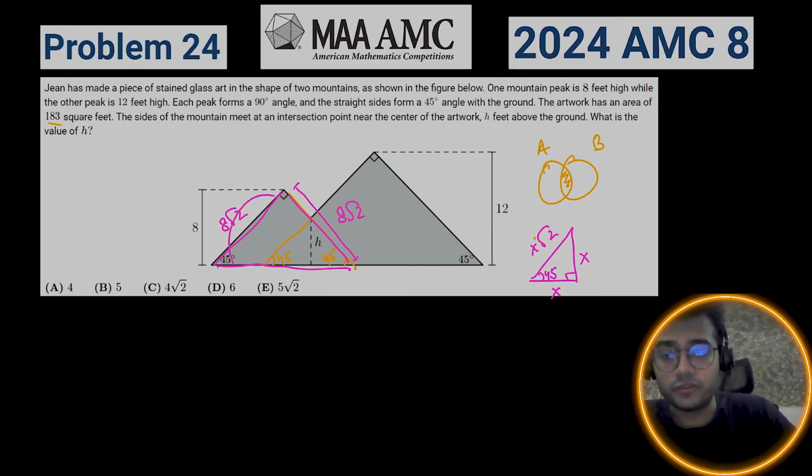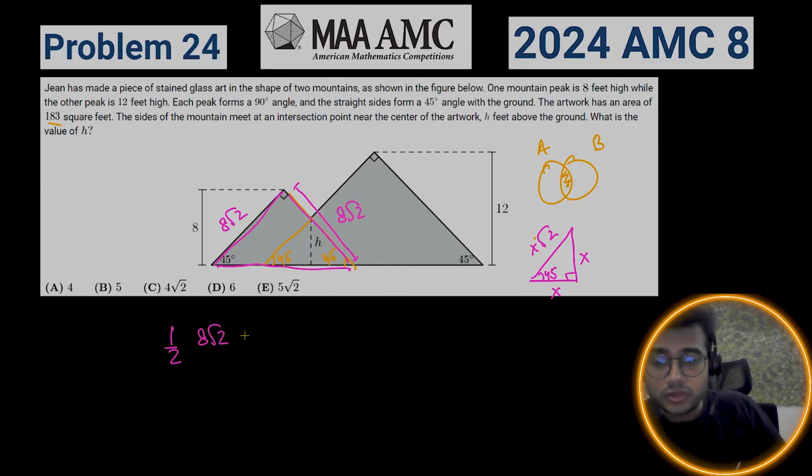So what is the area of this triangle? That's just going to be half times 8 square root of 2 times 8 square root of 2. The square root of 2 and square root of 2 will multiply to make a 2, and we'll cancel out with this, so we'll get 64.